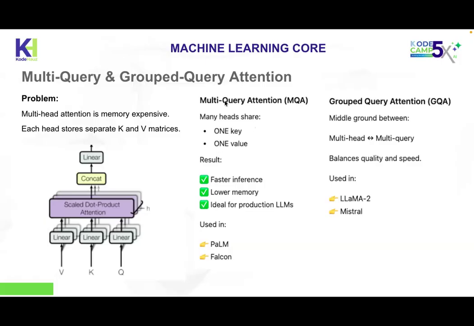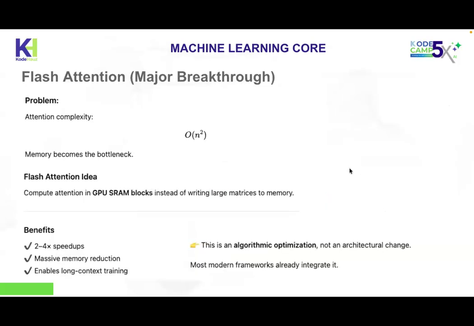Some of the ways they came up to solve it was multi-query attention, where the many heads will share one key and one value, but it's only the query that will be different. The result is that you have faster inference, lower memory, and it's ideal for production large language models. You can see it's used in PaLM and Falcon. Then you also have another one called grouped query attention. This is a middle ground between multi-query attention and the original multi-head attention, where you have multiple heads switching between multi-queries. What that does is it helps to balance quality and speed, and it's used in Llama 2 and Mistral. So there are a bunch of improvements and so on.